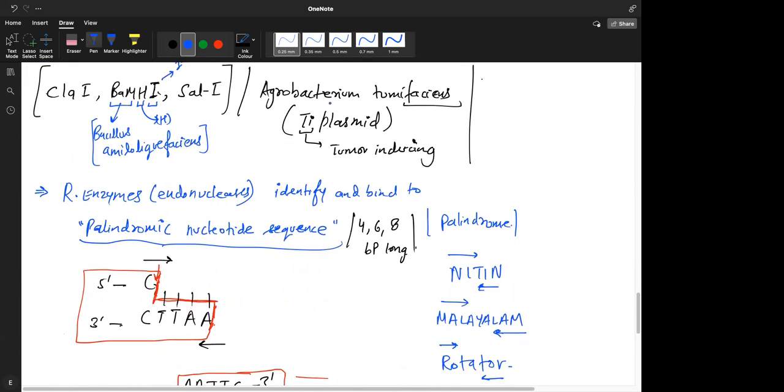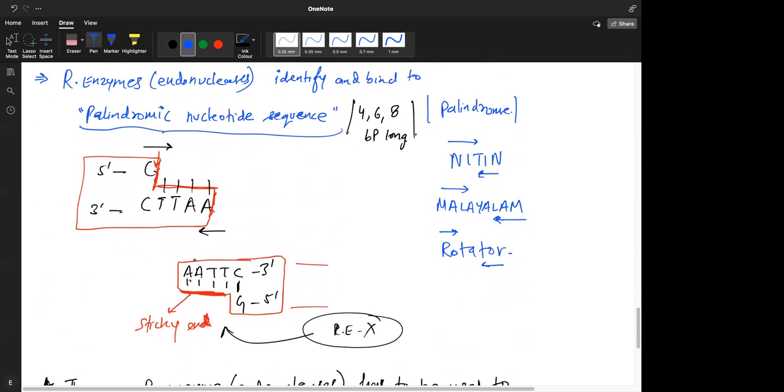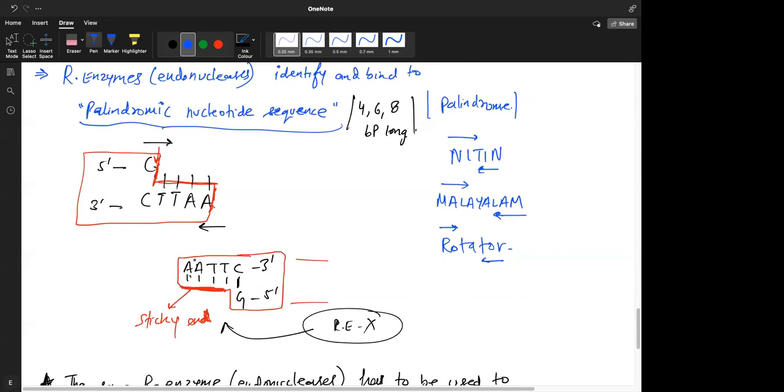I also told you to go and read about Agrobacterium tumefaciens. We'll be using it in the next chapter. For the time being, let's come to the binding sequence.